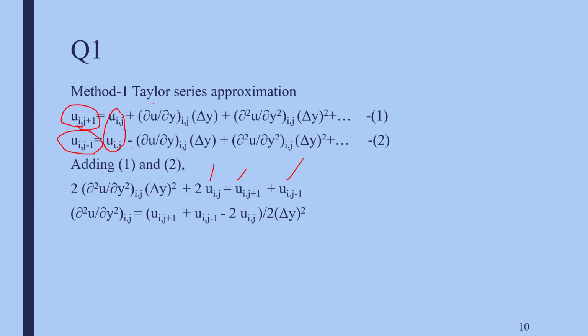Again this is there, and these two would get cancelled, and again here we would be having 2 times del square u by del y square at i comma j into delta y square. So now if we keep this alone on this side and take all the remaining terms, that is 2 delta y square, to the right hand side, what we would be getting is u i,j plus 1 minus 2 u i,j plus u i,j minus 1 divided by 2 times delta y square. I think it is clear.